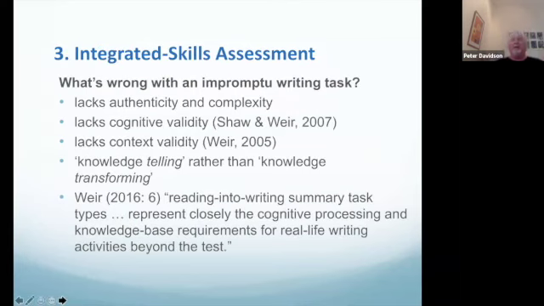Now, let's move on to integrated skills assessment. And this might sort of answer your question a little bit more, Amina. Let me have another sip of water. It's thirsty work.